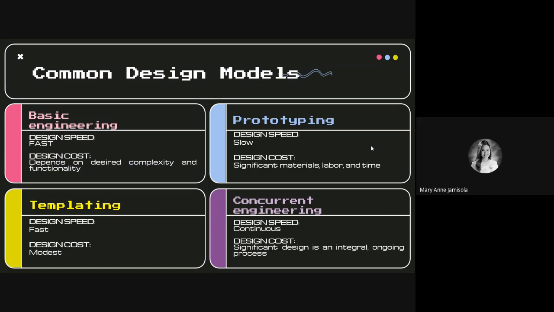Then the last model is concurrent engineering. This is also called simultaneous engineering. This is an important new approach in which product design is integrated with manufacturing and marketing throughout the product's life cycle. So there is continuous improvement of the design. Design speed here is continuous, while the design cost is significant because design is considered an integral ongoing process under this model.